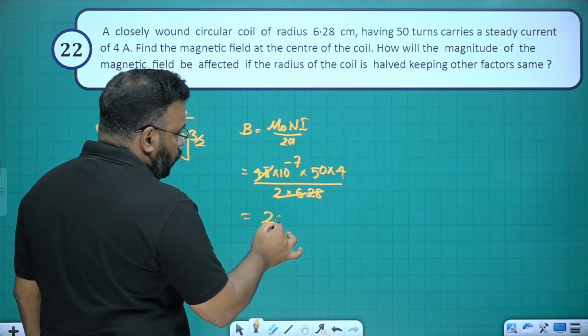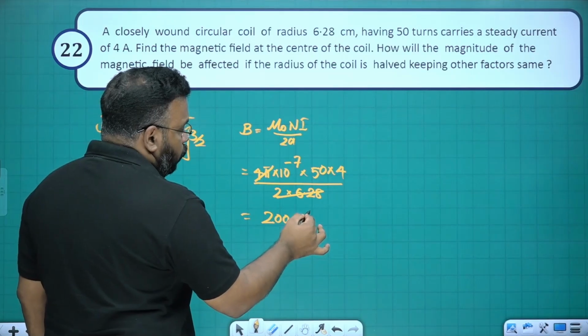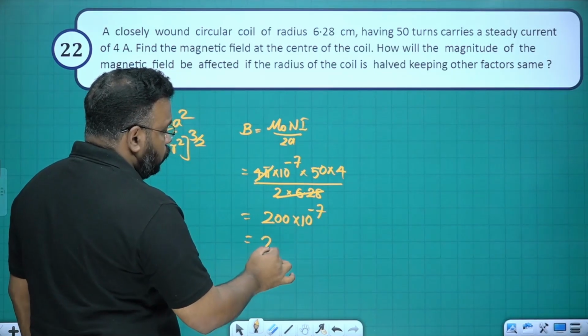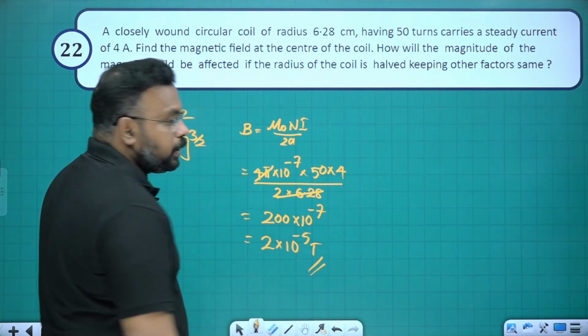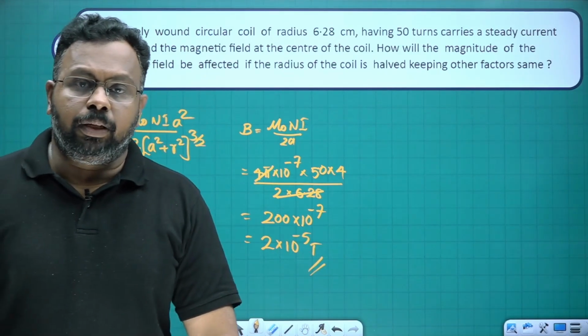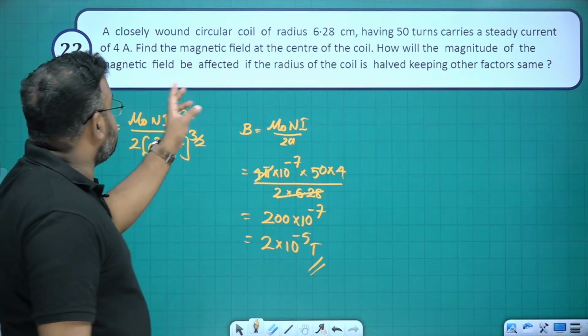So 50 into 4 is 200. 200 into 10 to the power minus 7, which is equal to 2 into 10 to the power minus 5 Tesla. This is the expression for the magnetic field at the center of the coil. Understood? Yes. Now, what is the second question?